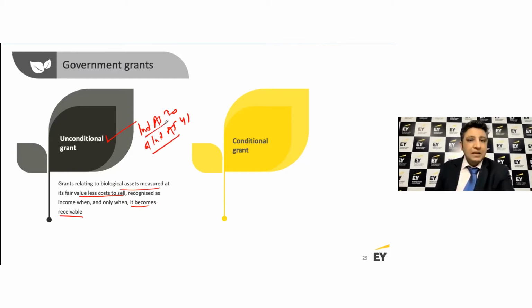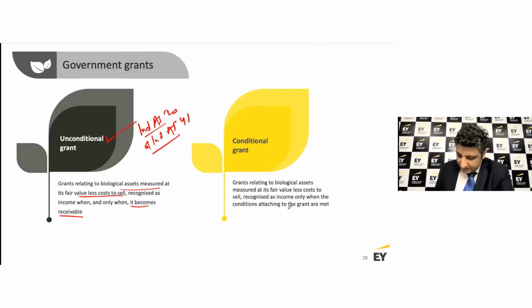They're all the same. But the moment we refer to the conditional grant, the key element is that the grant can only be recognized when the conditions are met, right? That's a key differentiation. Okay, wherein under Ind AS 20, we used to say that a grant may be recognized when it is probable or when it is likely that the conditions will be met. So you can still recognize the grant, let's say in the due course. But for Ind AS 41, there is a clear requirement that only when the conditions are met, the grant would be recognized, right?